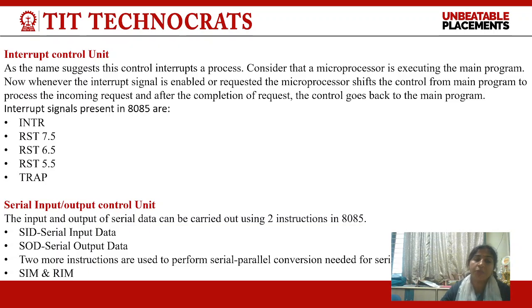A serial input output control unit. This unit basically controls the input output commands of the microprocessor. Input output of serial data can be carried out using two instructions: SID, that is serial input of data, and SOD, that is serial output of data. The two more instructions used to perform the serial conversion needed from serial IO devices are SIM and RIM instructions.